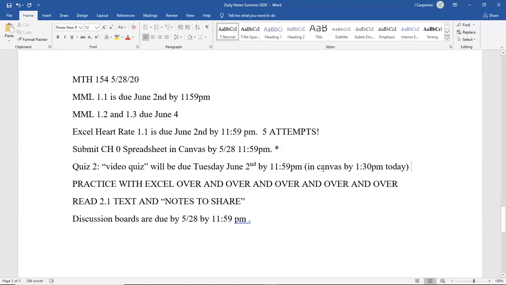As a reminder, practice with Excel over and over. Do things wrong, then do them right. Do them wrong 50 times, then do it right for the 51st time and understand why it was right. If you don't understand why it was right, do it wrong again, then do it right again. And then assuming we finish 1.2 and 1.3, that means you should be reading 2.1 next. That first discussion board is due on the 28th, and this is something I need to talk about. Do not answer all discussion boards.